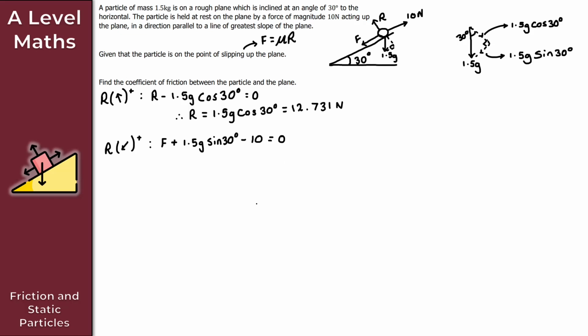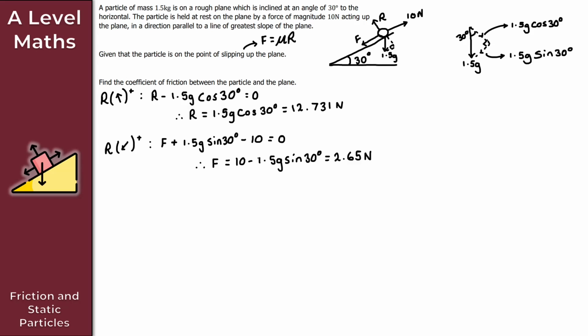We want to find the value of F. So just add 10 to both sides and subtract 1.5 g sine of 30 degrees off both sides. In that case, what we get for F is 10 minus 1.5 g sine of 30 degrees, like so. Again, just put this into your calculator. And if you do this correctly, what you should find is we get 2.65 newtons.